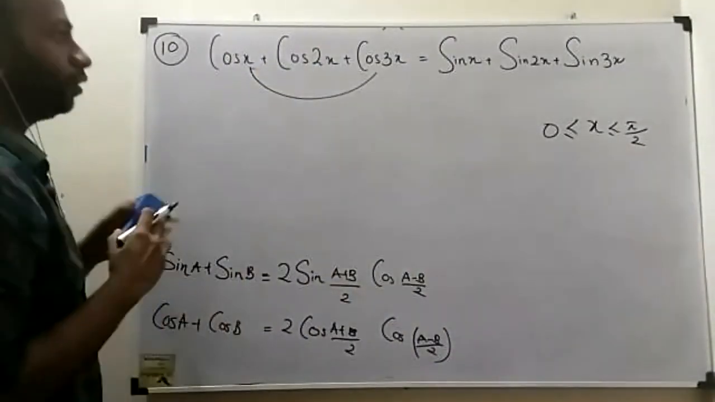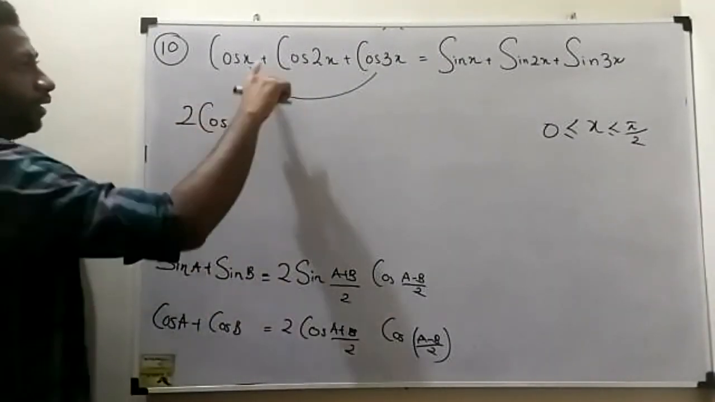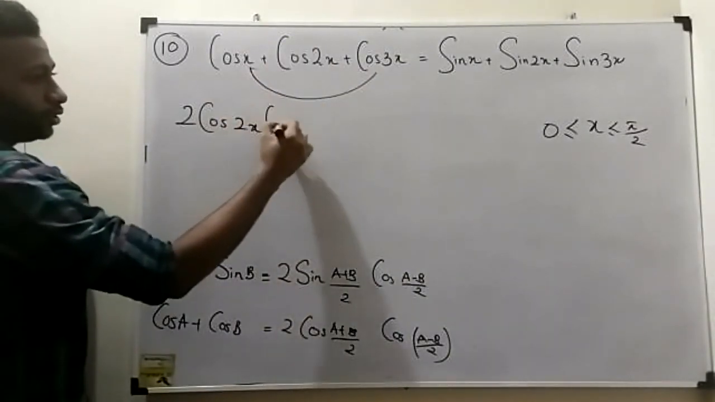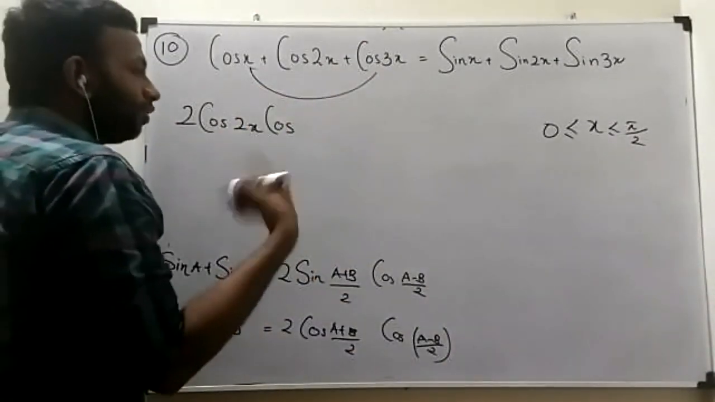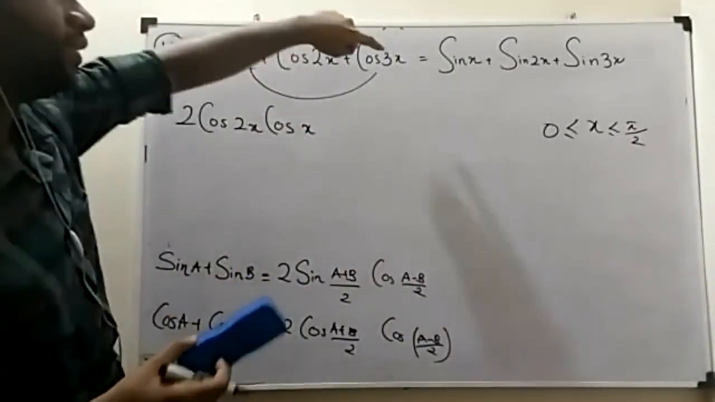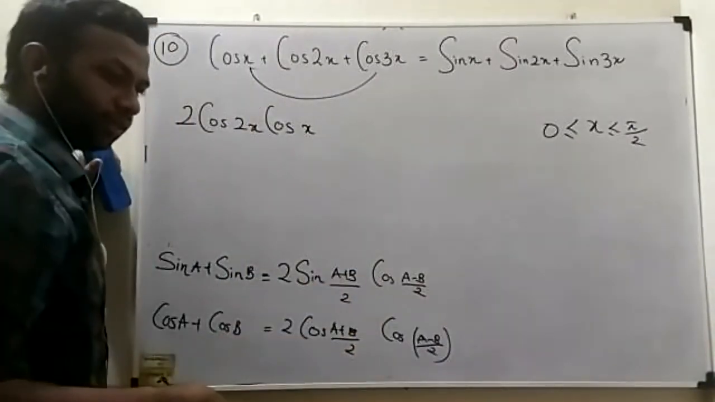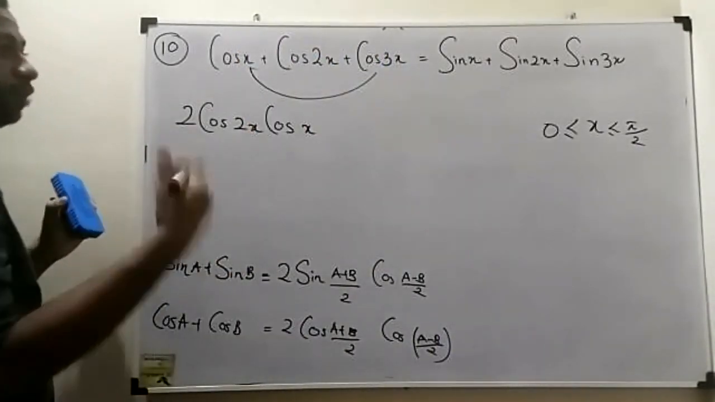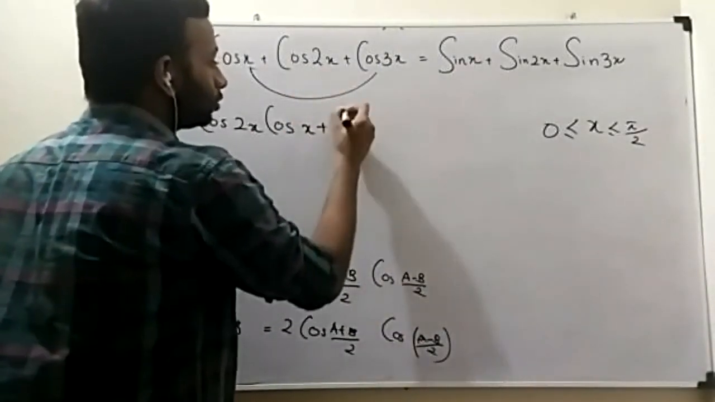Cos plus cos is 2 cos cos. x plus 3x over 2, that is 4x over 2, is cos 2x. And a minus b over 2, 3x minus x is 2x, divided by 2 is x. You can say x minus 3x or 3x minus x, because cos of minus theta is also cos theta, so there will be no problem with that. So 3x minus x is 2x divided by 2, cos x. The remaining term is plus cos 2x.